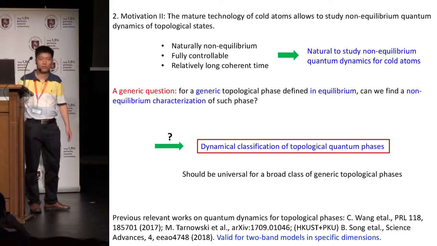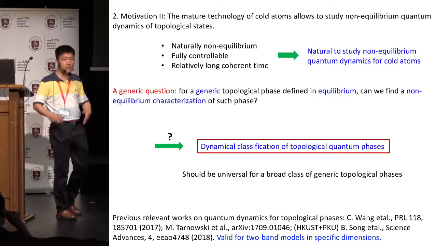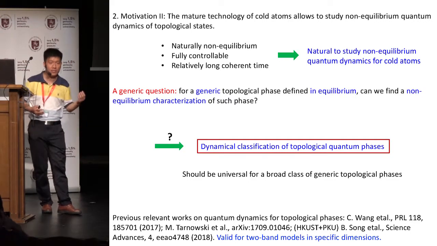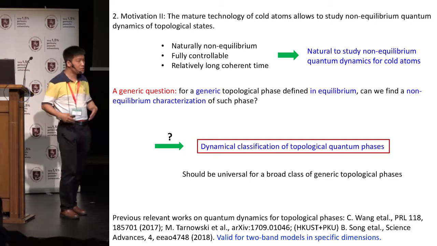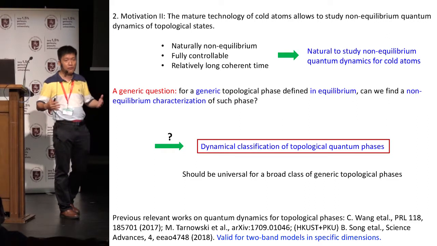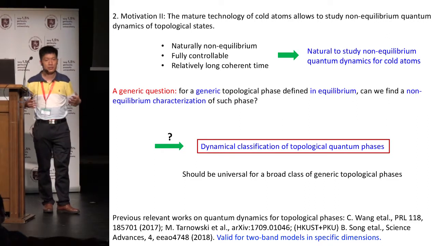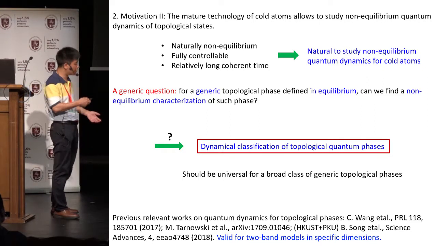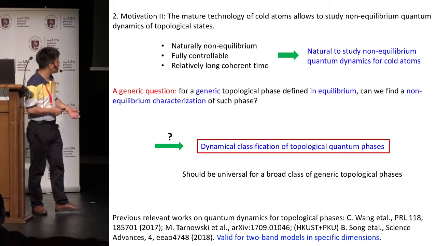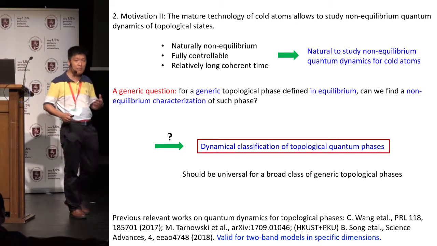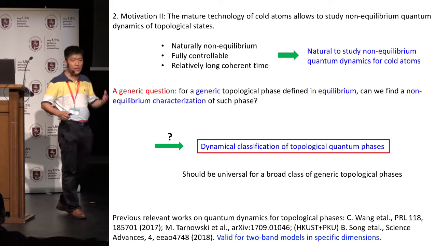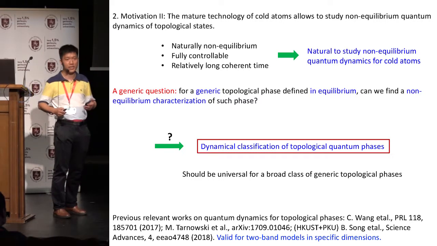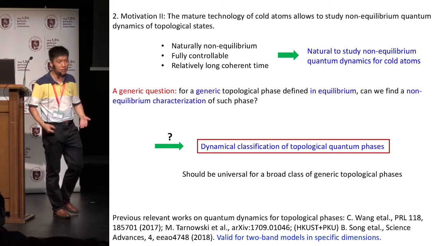If we go to the topological phases, although the topological phases are defined for the ground states, you can induce dynamics for this topological phase and try to find if the dynamics can reveal some interesting topology of the system. Especially if you can find a connection between the dynamics of the topological system and the ground state, maybe you can establish a classification of the topological phase by non-equilibrium dynamics.